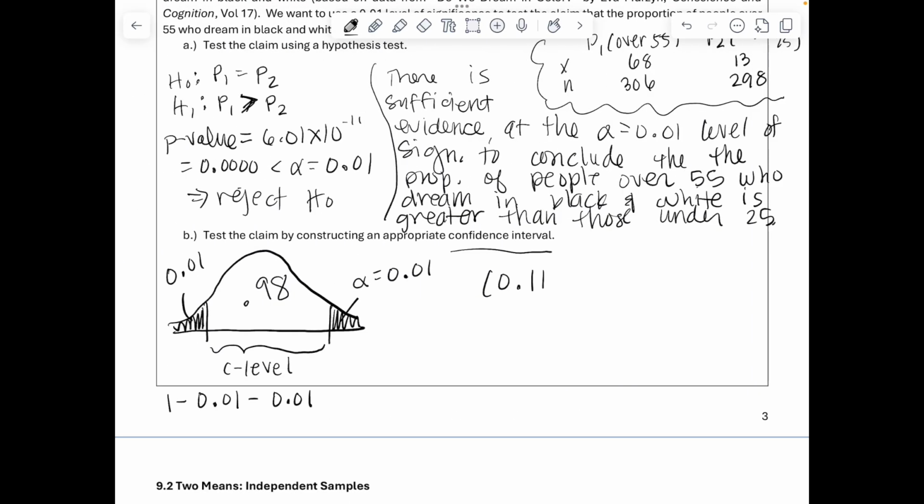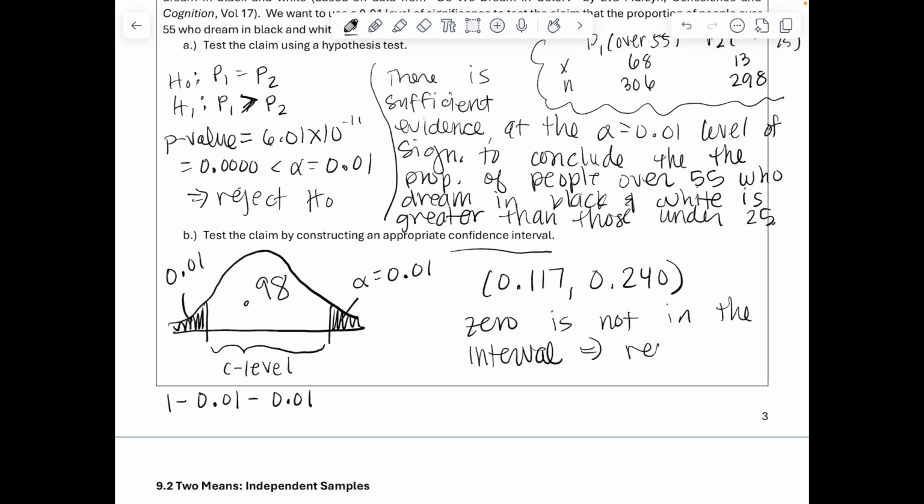From the graphing calculator, we get a confidence interval of 0.117, 0.240. And this time 0 is not in the interval. And this means that we would reject our null hypothesis.